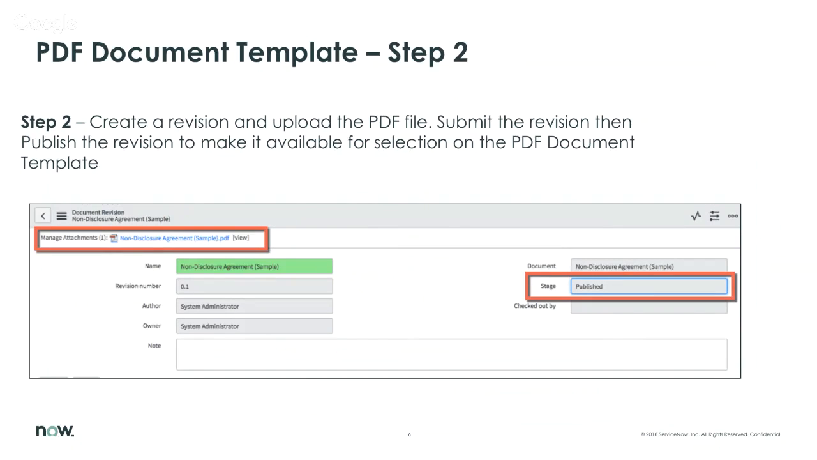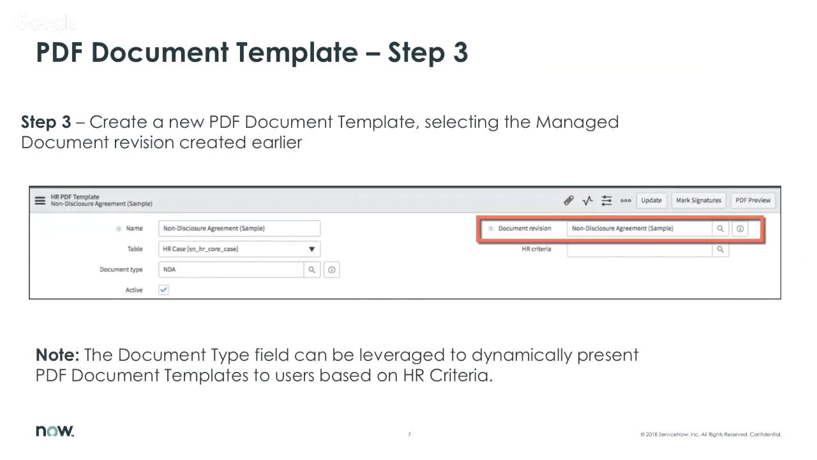My step two is to create a revision so I can upload the PDF file. So I'm still in the managed documents module, and now I'm uploading my fillable PDF as a revision into the managed document, and ultimately I'm going to publish that revision. So my next step, once I have that published revision, is I go to the PDF document template module and I create a new HR PDF template.